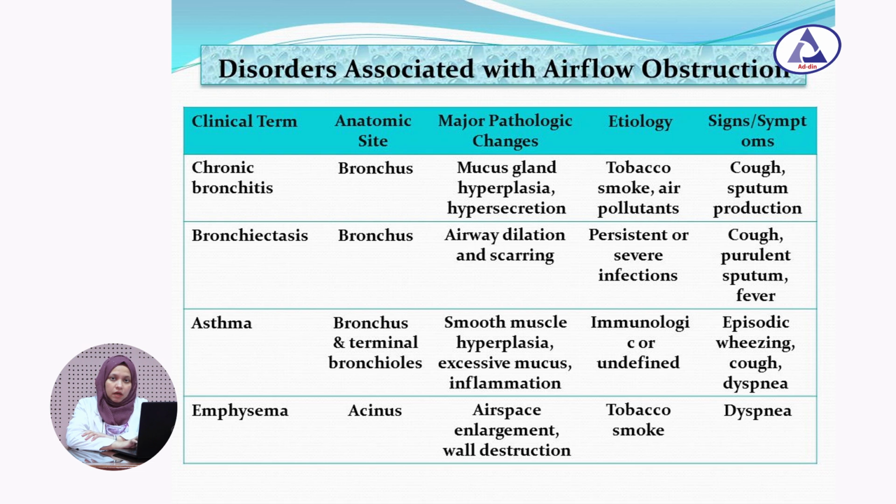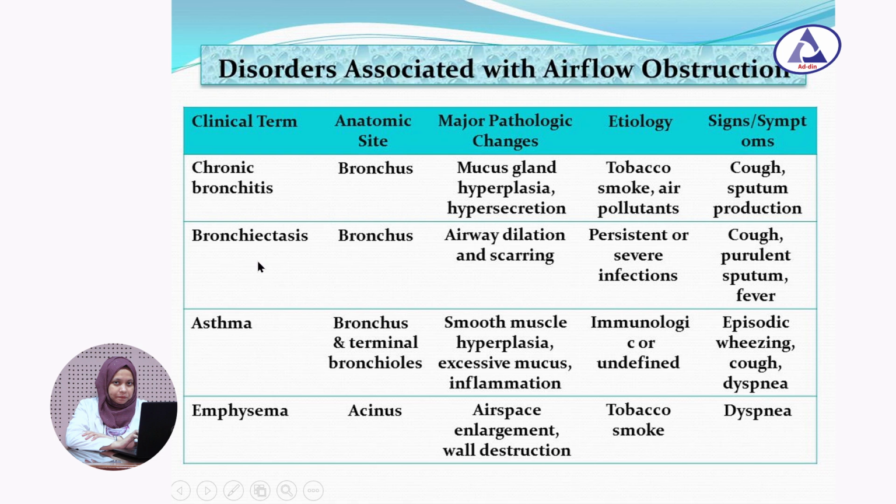The major obstructive lung diseases include chronic bronchitis, bronchiectasis, asthma, and emphysema. In case of chronic bronchitis, the anatomic site of involvement is bronchus. Major pathologic changes will be mucus gland hyperplasia and hypersecretion of mucus. The main etiological factors are tobacco smoke, air pollutants, and the symptoms will be cough and sputum production.